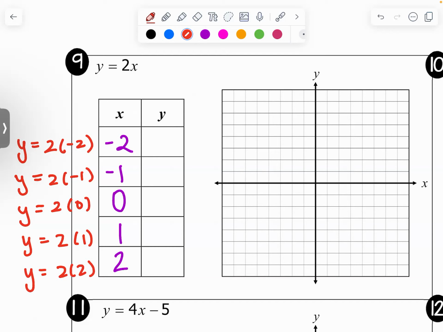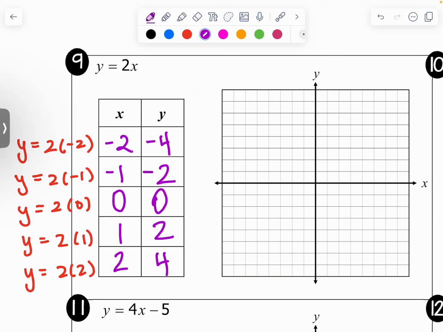Hey, Reagan, what is our y value when x is -2? Ruby, what's our y value when x is -1? Jacob, when x is 0, y is? That's just such a lame coordinate, right? Kaylee, when x is 1, y is 2. Emma, when x is 2, y equals? When x is 2, it's 4.